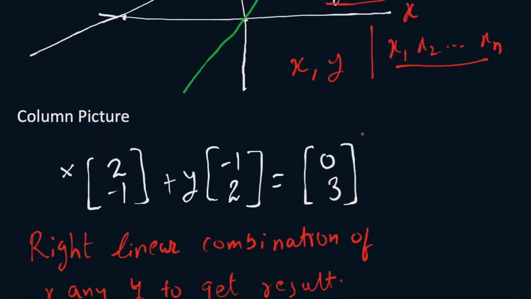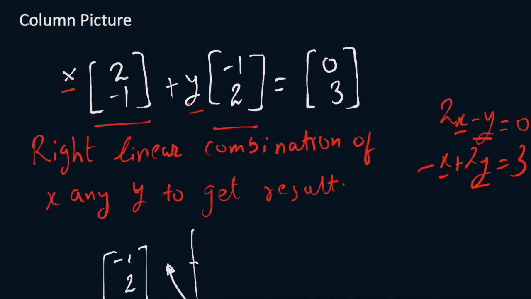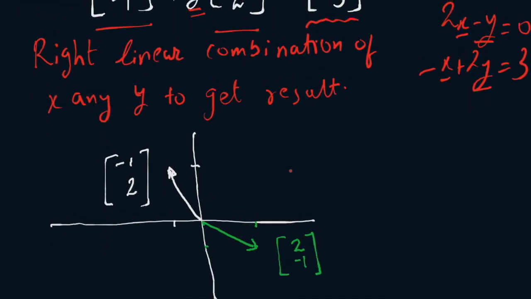Now let us look at the column picture. Our equation was 2x minus y equals 0 and minus x plus 2y equals 3. So what we do is we take the variable x out and write it in the form of a vector 2, minus 1. Similarly for y, we take y out and write it in the form of another vector, minus 1, 2. Now we need to find the right combination of x and y to give us the result 0 and 3. Now we will be plotting these two vectors.